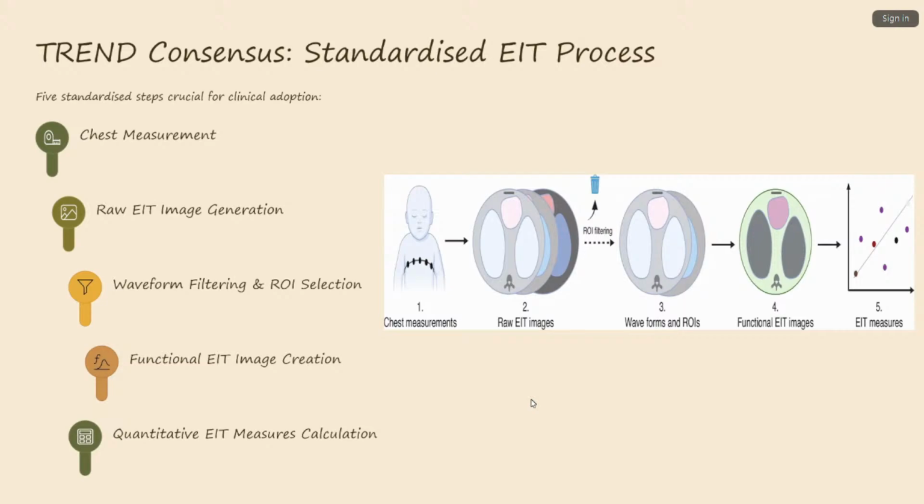And then the raw EIT images are generated. This consists of generating EIT images from data obtained over one cycle of current application, which is called a frame. The number of frames obtained, and thus raw EIT images generated per second, is the EIT scan rate. And the third one is waveform filtering and region of interest, ROI, selection.